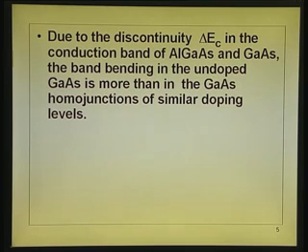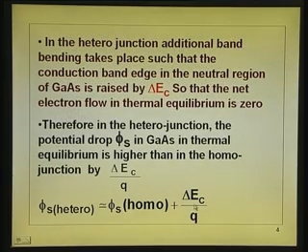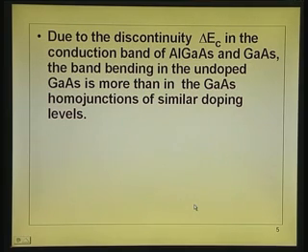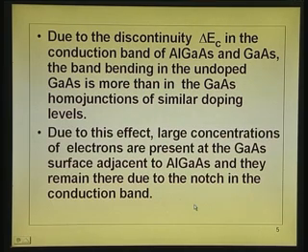So, due to the discontinuity, this is again whatever I explained put in words, delta E c in the conduction band of AlGaAs and gallium arsenide, the band bending in the undoped gallium arsenide is more than in the homojunction gallium arsenide. That is by this amount. Due to this effect, large concentrations of electrons are present at the gallium arsenide surface adjacent to the AlGaAs, and they remain there due to the notch in the conduction band. That is the key thing.